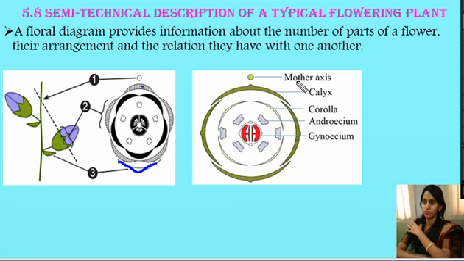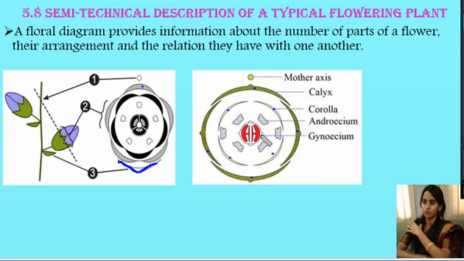Then the outermost whorl is calyx. How many sepals are there? You can count here: 1, 2, 3 and 4. There are 4 sepals. Then corolla. How many petals are there in the corolla? There are 4 petals: 1, 2, 3 and 4.